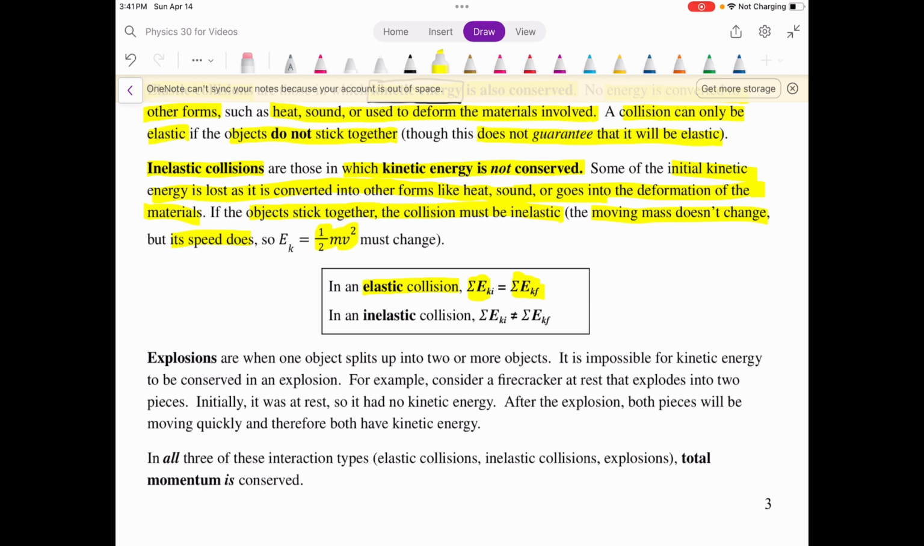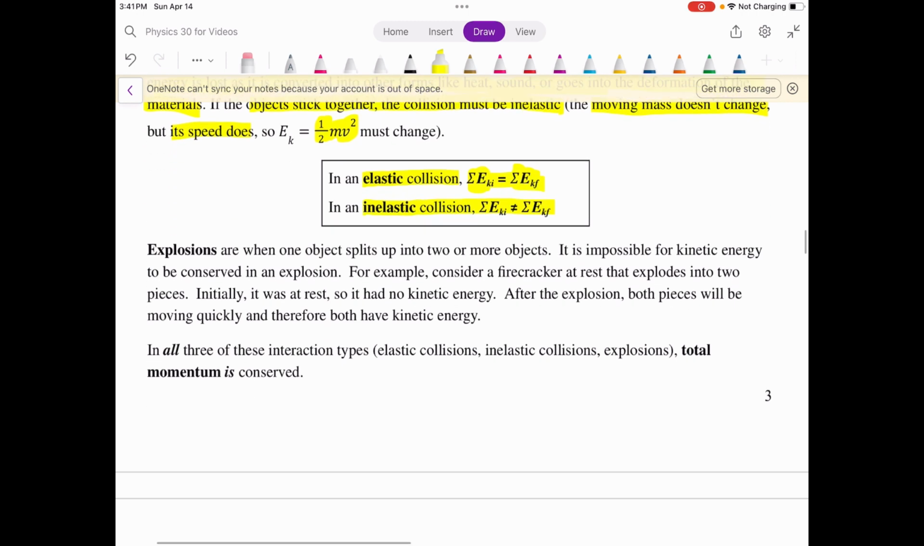If not, it was an inelastic collision, right? That's really all there is to it. We know how to calculate kinetic energy. So if we do it for every object before and every object after and we get the same number, there you go. That was an elastic collision. If not, there you go. It was an inelastic collision.